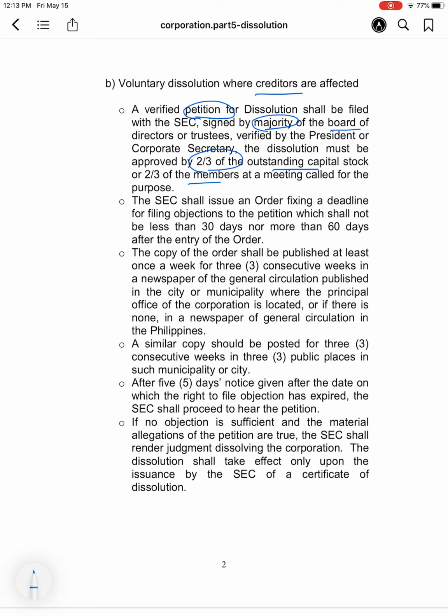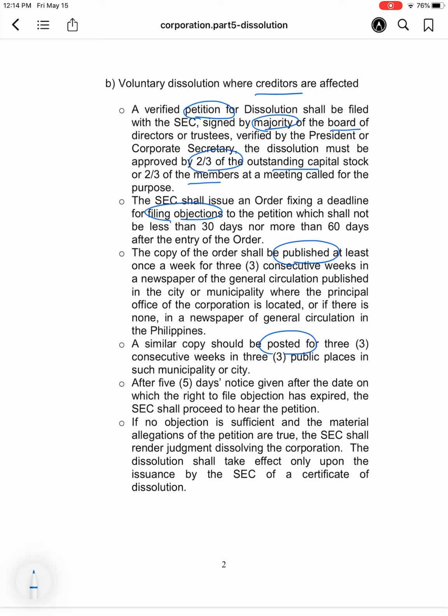The SEC shall issue an order fixing a deadline for filing objections. So, creditors would be affected dito. So, baka magfa-file sila ng objections to the petition which shall not be less than 30 days nor more than 60 days after the entry of the order. The copy of the order shall be published. So, mayroong publication at least once a week for 3 consecutive weeks in a newspaper of general circulation published in the city or municipality where the principal office of the corporation is located. Or if there is none, in a newspaper of general circulation in the Philippines.